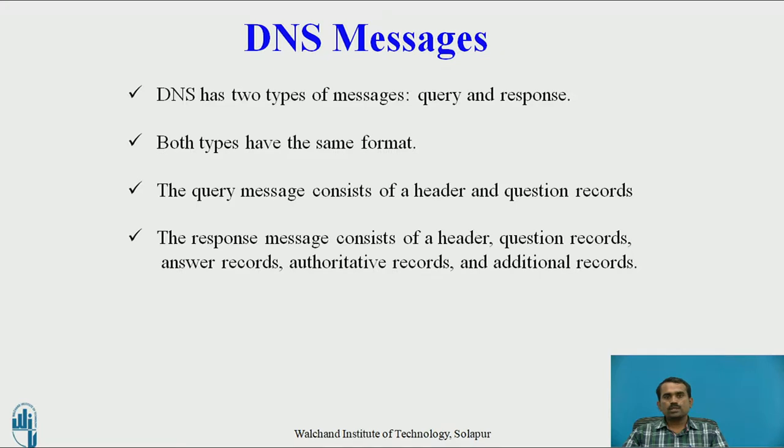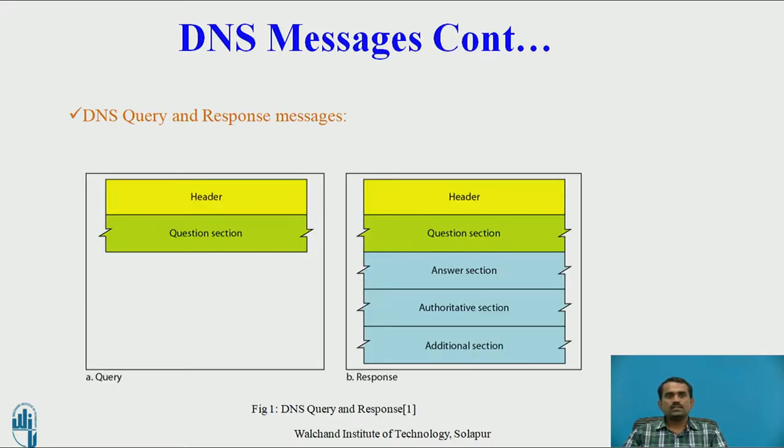DNS has two types of messages, that are query message and response message. Both have the same format. The query message consists of header and question records, and the response message consists of header, question records, answer records, authoritative records and additional records, that I have represented diagrammatically here. Both query and response messages have the same header format and question section. The response message additionally has an answer section, authoritative section and additional section. Now let us see one by one in detail.